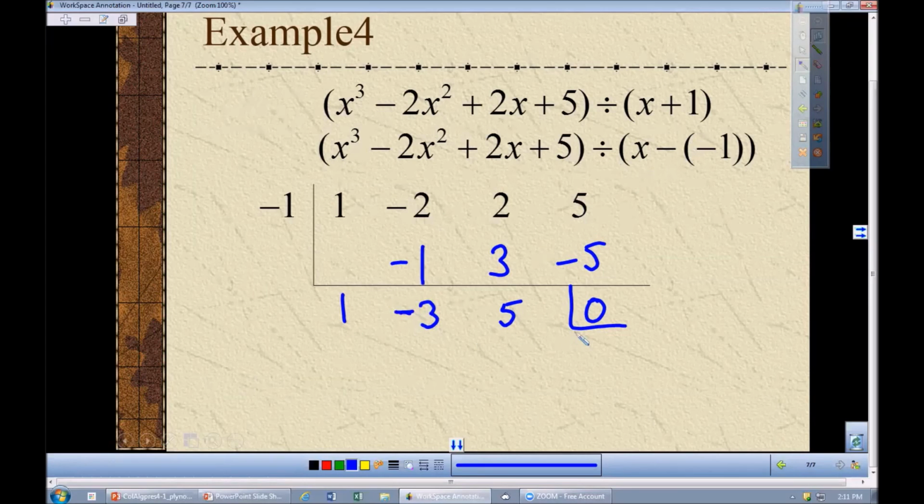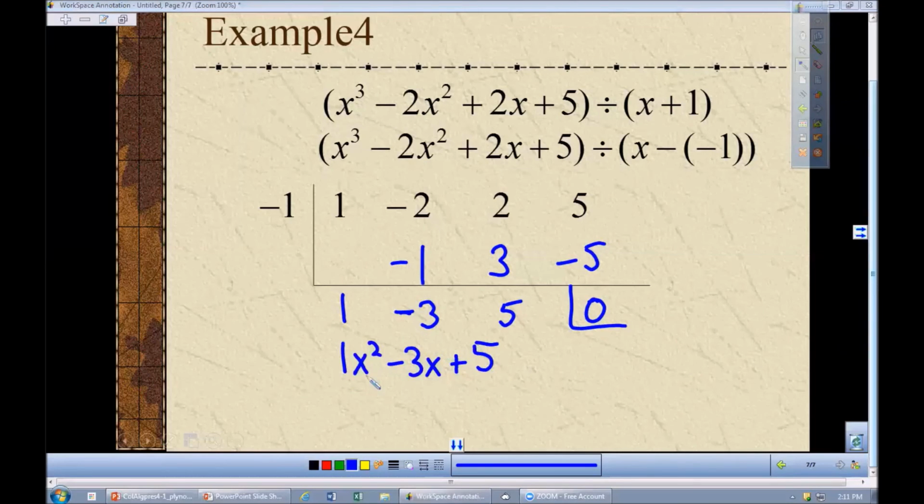Now let's interpret this answer. Remember, our original polynomial was x cubed. I'm going to take a step down and make this 1 the coefficient of x squared. The negative 3 is the coefficient of x, and then the 5 is a constant. And we have a remainder of 0, so we don't really have to write the remainder or write 0 over x plus 1. We can simply write our quotient as x squared minus 3x plus 5.